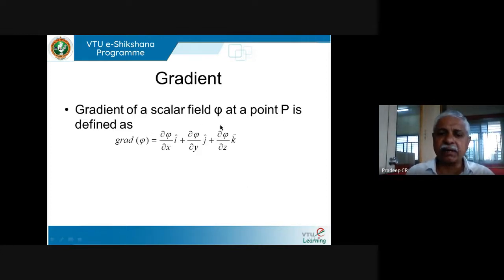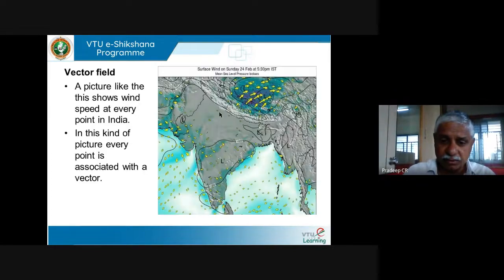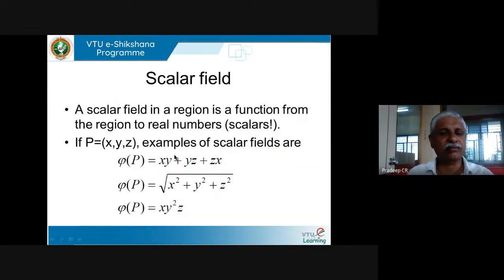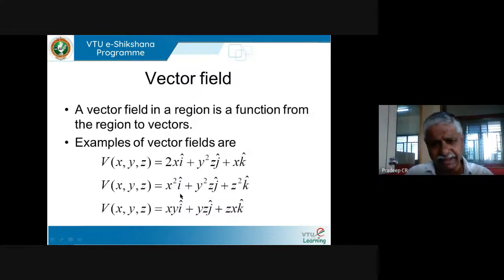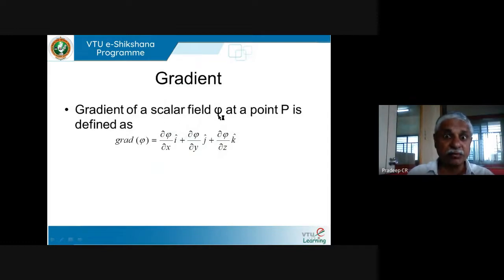So, the gradient of a scalar field. Phi is the notation for a scalar field. That means I'm given a region, and at every point I'm given a scalar function, so phi of p is defined. Something like any one of these examples is given to me: phi of p is maybe xy plus yz plus z, or something else. Phi is a function of x, y, and z. Remember that. I should have emphasized that by writing phi of x, y, z here. Somehow I missed that. So phi is the scalar field, and I want to define what the gradient of the scalar field is.